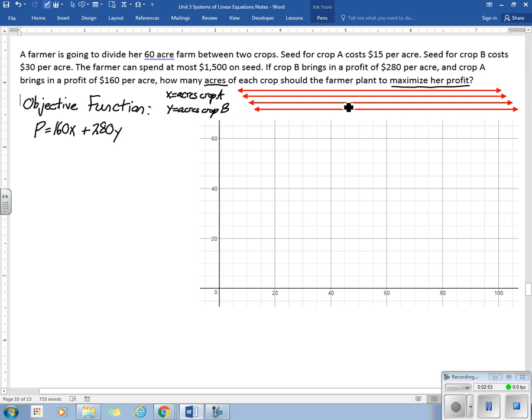So there's our objective function, and that's usually the easier thing to identify. You look for the question mark, you see what you're solving for, number of acres of each crop, that's your X and Y, and then what about those acres? For us, it's profit. Okay, then we got to come up with the constraints.